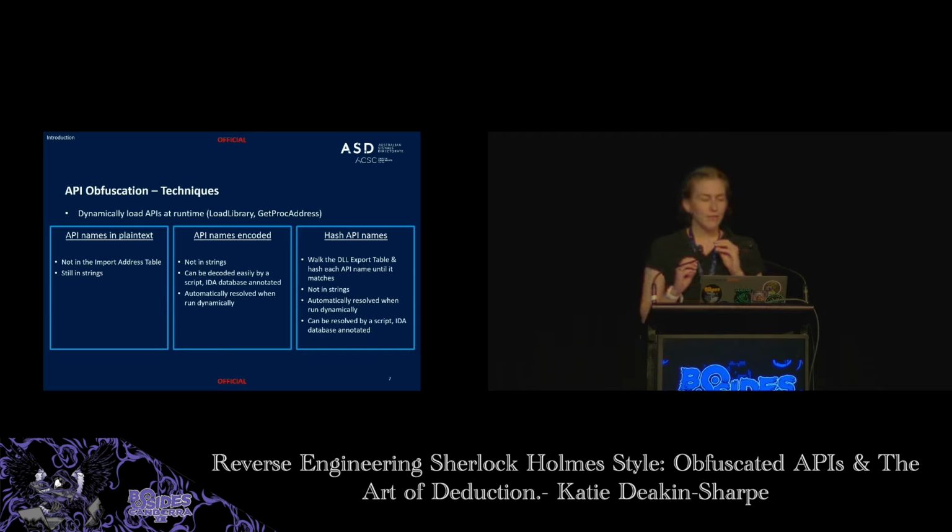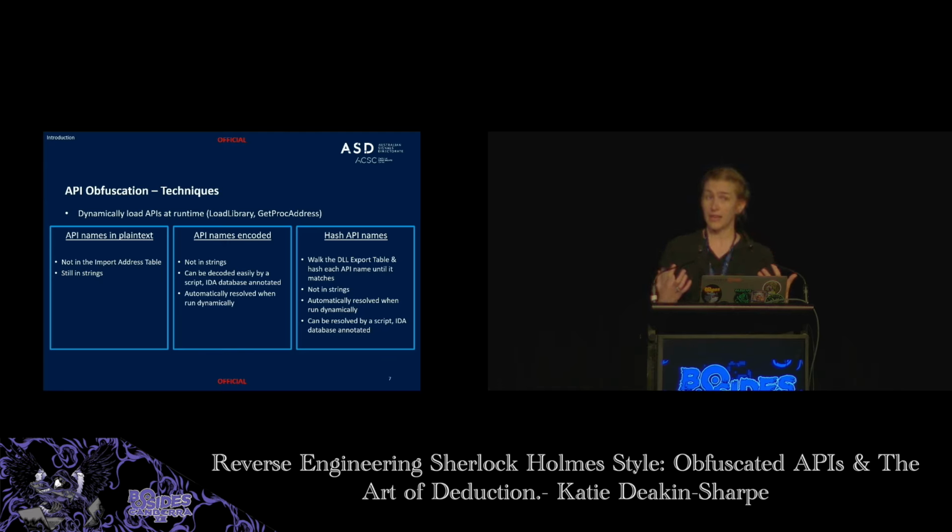Now, if they leave those API names in plain text, it is going to remove them from the import address table of the PE file, which I guess might have an impact on AV detection or heuristics and things like that. But it is still going to appear in strings, and if I disassemble the binary, they're either going to appear pretty close to where they're used or in a way that's easy to cross-reference. So that's not going to slow me down much.